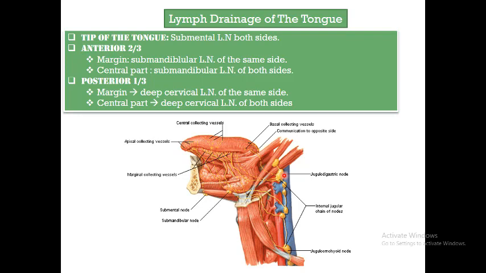What is the importance of this? The importance is in malignant tumors. If we have a malignant tumor arising from the margin of the tongue, the malignant cells will drain to the submandibular lymph nodes on the same side only. While if the tumor is in the center of the tongue, we should explore the submandibular lymph nodes on both sides, because the lymph from the central part will reach the submandibular lymph nodes on both sides, and the same with the deep cervical lymph nodes in the posterior third. So that's about the lymphatic drainage of the tongue.